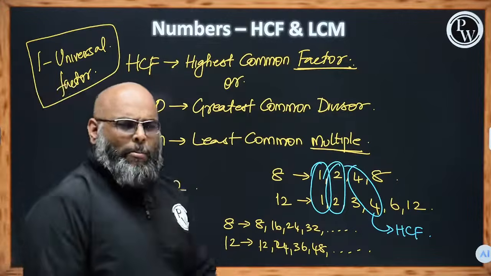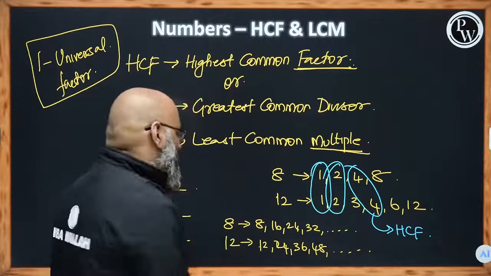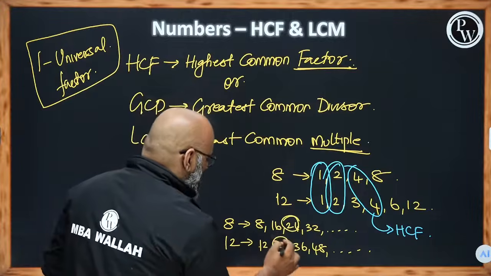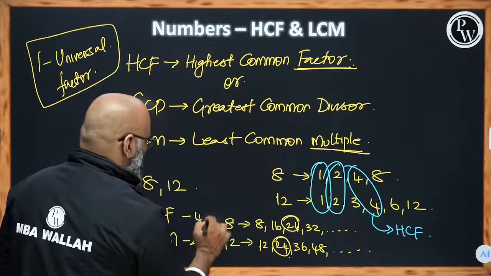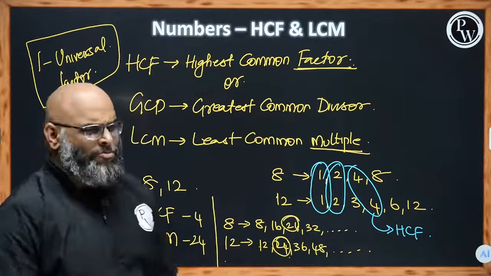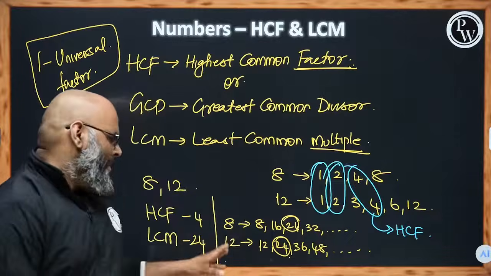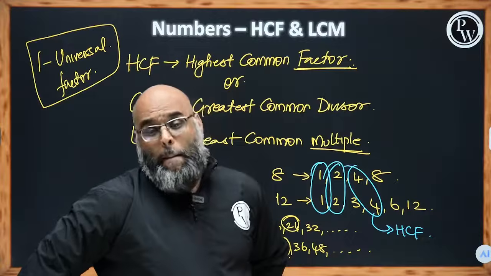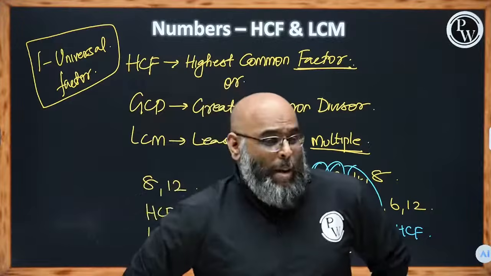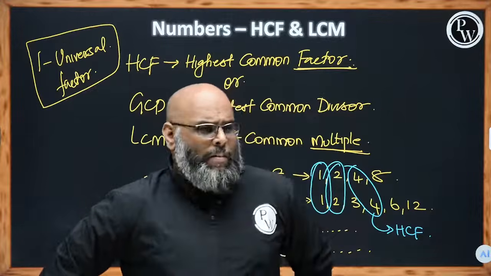The first multiple that is common between both numbers is 24. So my LCM is 24, HCF is 4, right? Simple idea, nothing fancy. This is how you do it. This is how we have been doing it all our life. But 8 and 12 happen to be simple, convenient numbers.